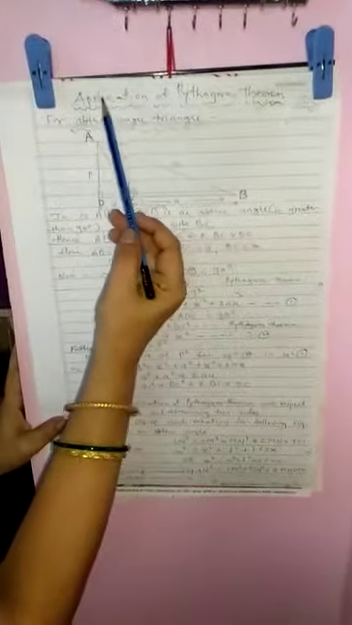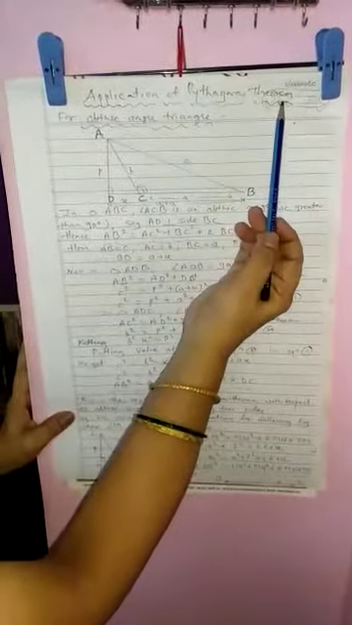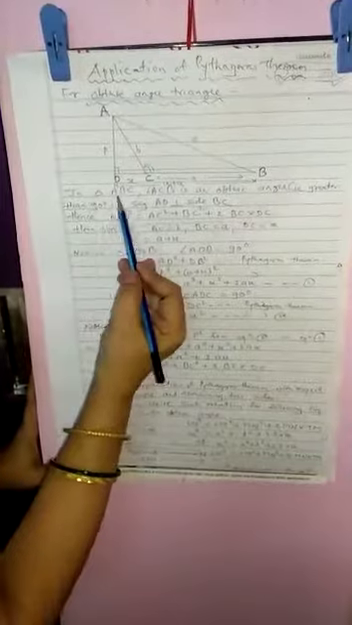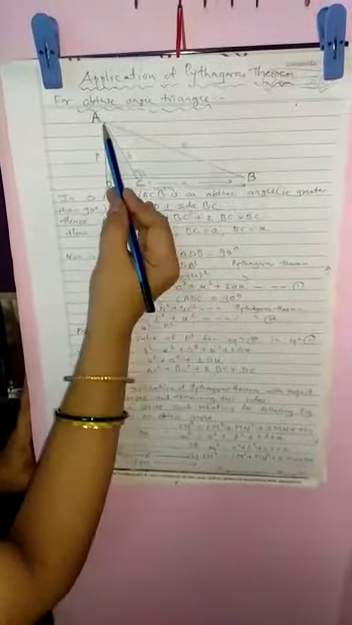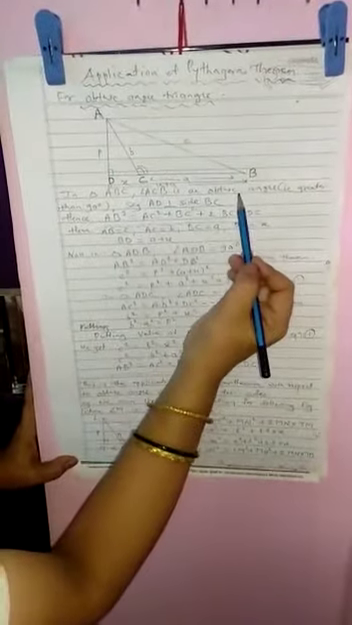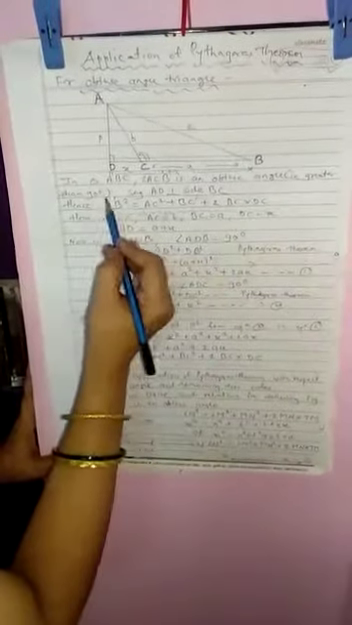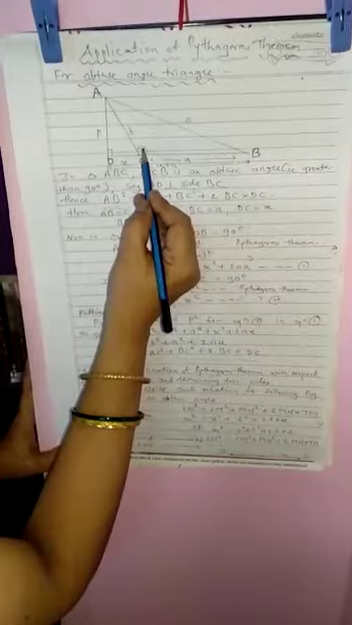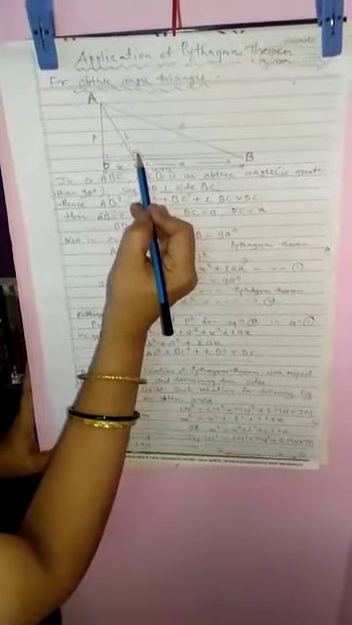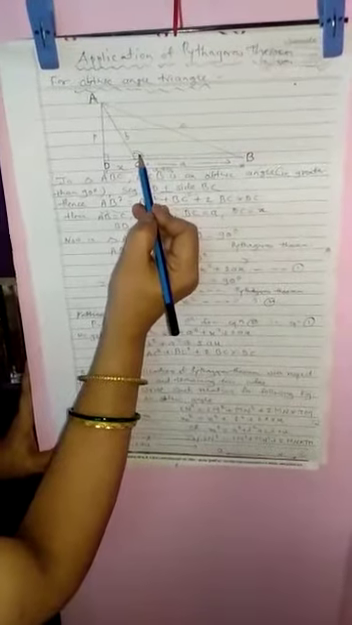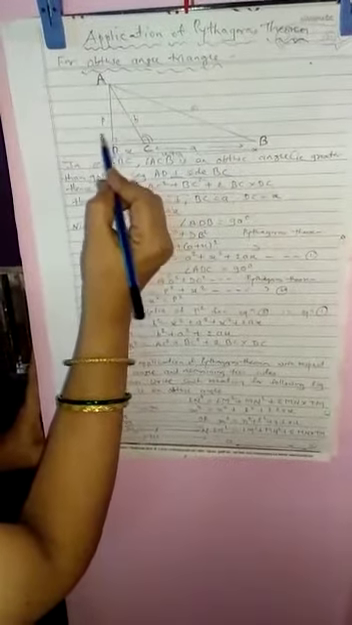Now next one, application of Pythagoras theorem, but for obtuse angle. Now in this figure, in triangle ABC, angle ACB is obtuse angle. Obtuse angle means what? Measure of the angle is greater than 90 degrees. So this is obtuse angle. As this is obtuse angle, height of the triangle for obtuse angle triangle is always in the exterior region.